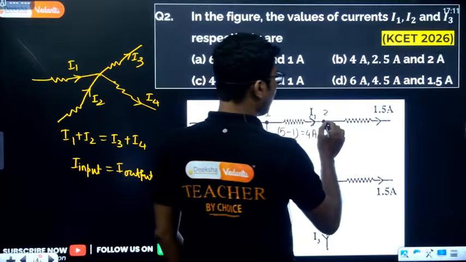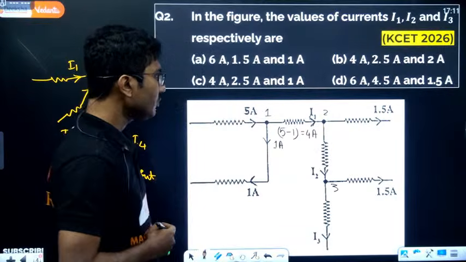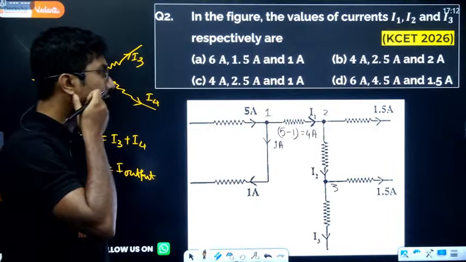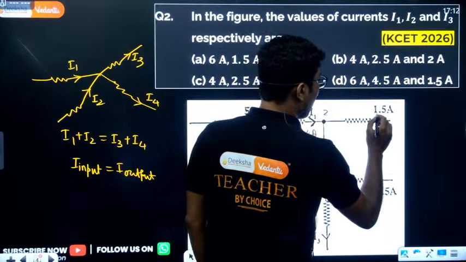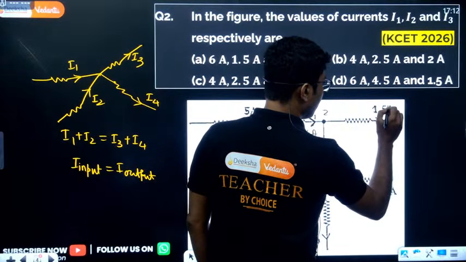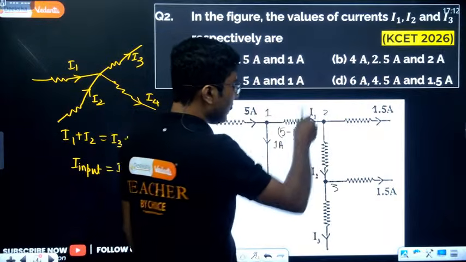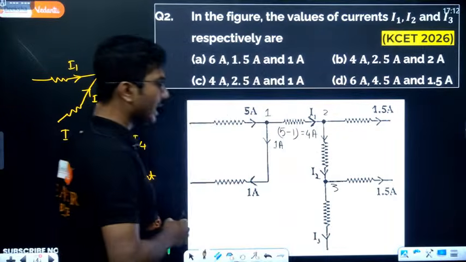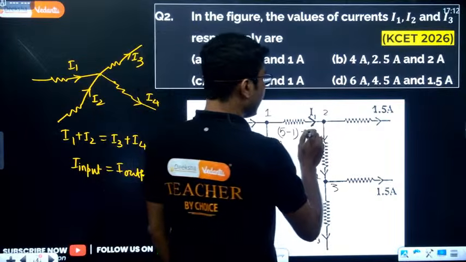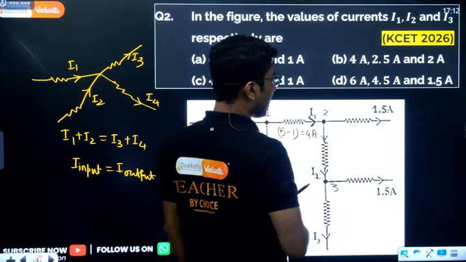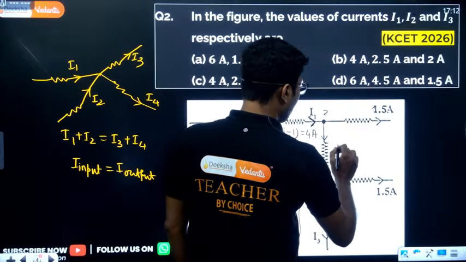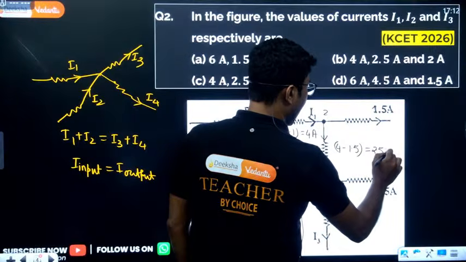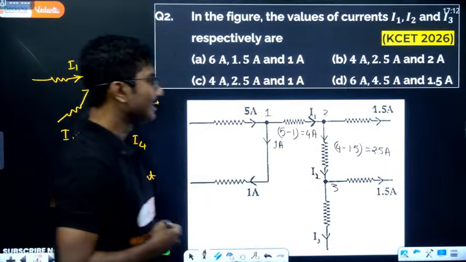Now let us move on to junction number 2. In this junction, I1 current is going in, and through this 1.5 ampere current is coming out. In the bottom direction we have another current which is not given, mentioned only as I2. We have to figure out I2. Again, 4 ampere going in, 1.5 ampere coming out, I2 coming out. So I2 will be 4 minus 1.5, that is 2.5 ampere.